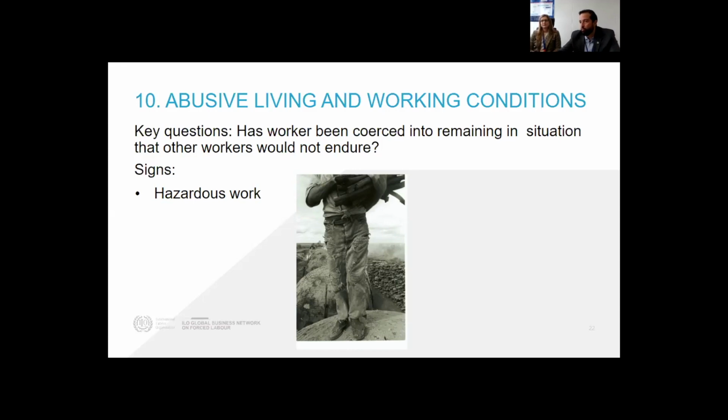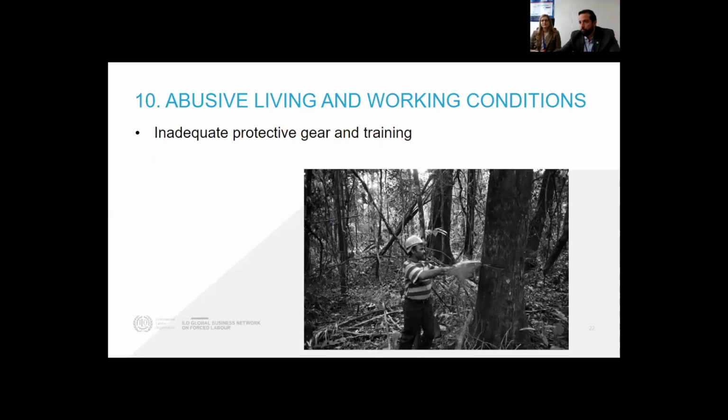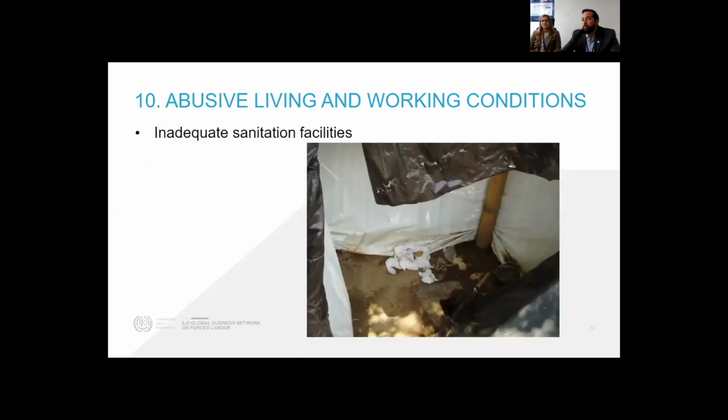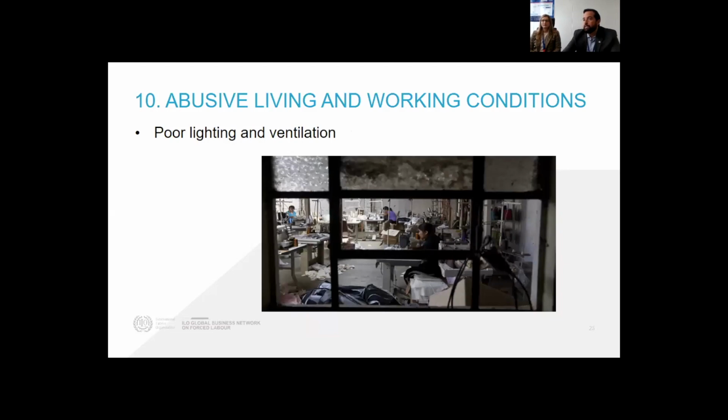So for example, hazardous work is one key element of abusive working conditions. Also inadequate protective gear and training. Inadequate sanitation facilities, both for the working and the living conditions. And this image here is of an actual, in quotes, toilet. I took this picture when I followed an inspection raid. Poor lighting and poor ventilation. We see it a lot in sweatshops.